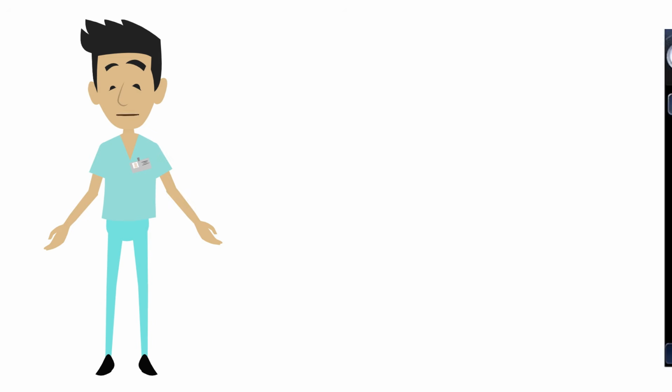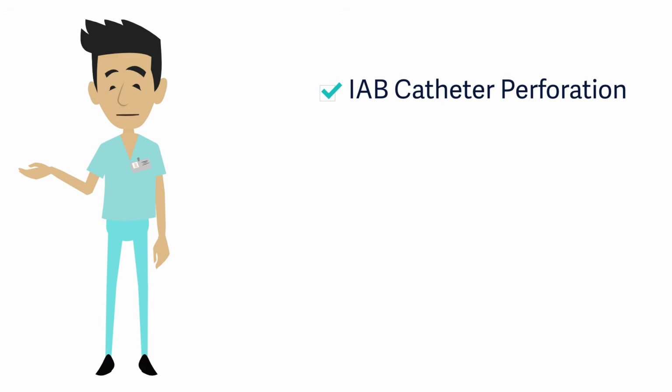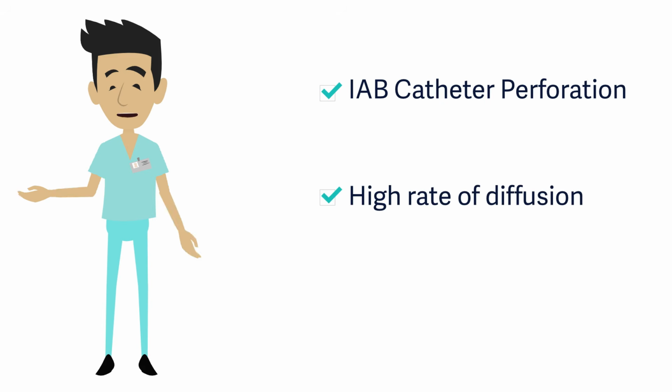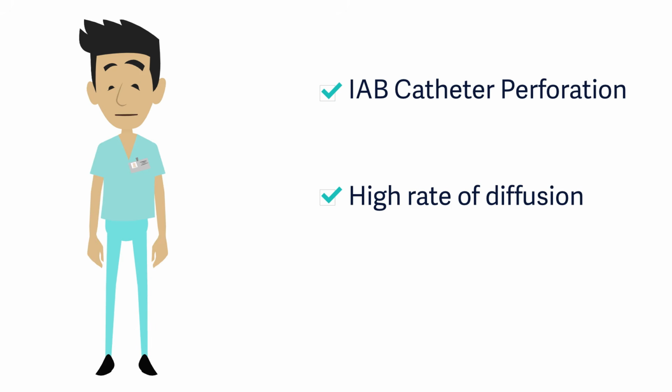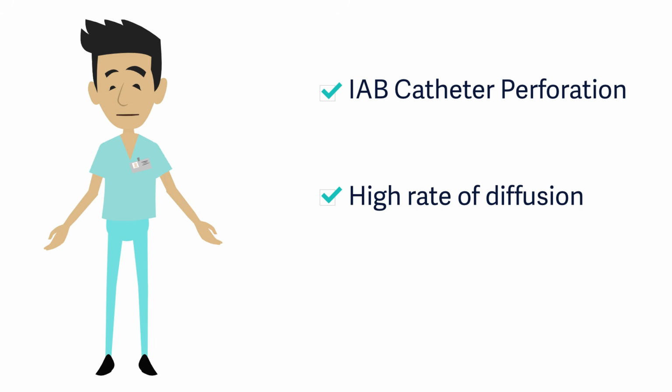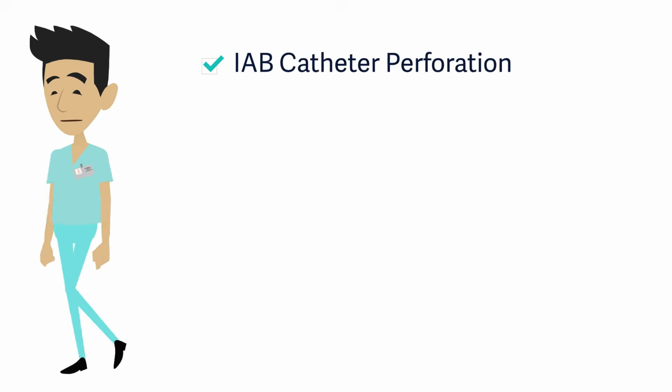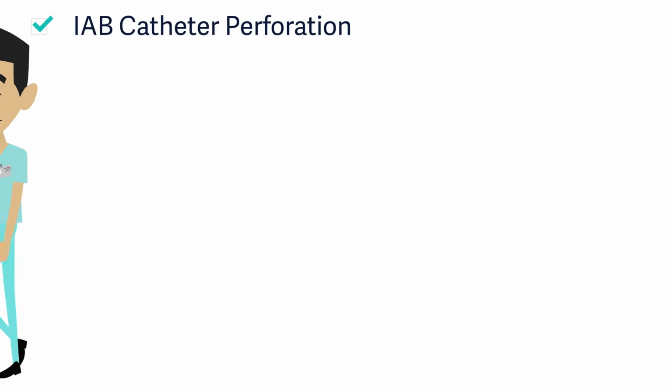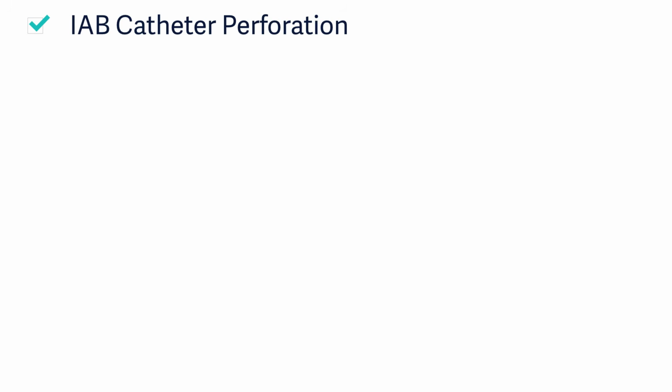Gas loss can occur for several reasons, including an IAB catheter perforation or a high rate of diffusion due to loose connections or patient condition. While the cause may vary, the key is to quickly assess the IAB catheter and pump to determine the next appropriate action. Let's talk about the first cause, an IAB catheter perforation. This is a potential complication and it requires immediate attention.